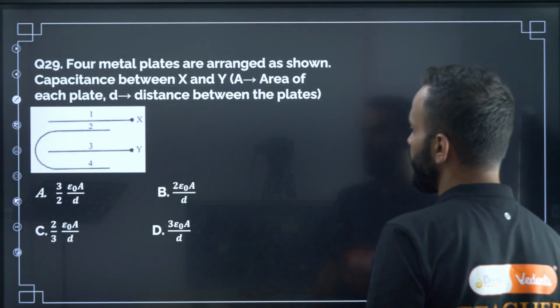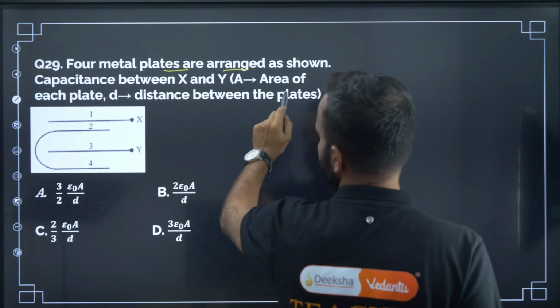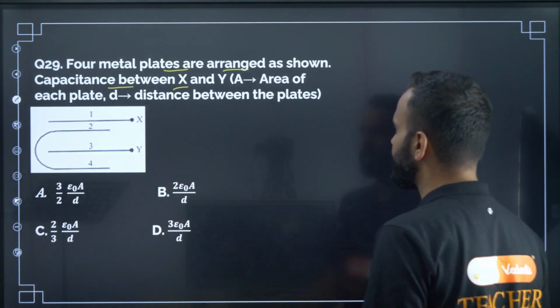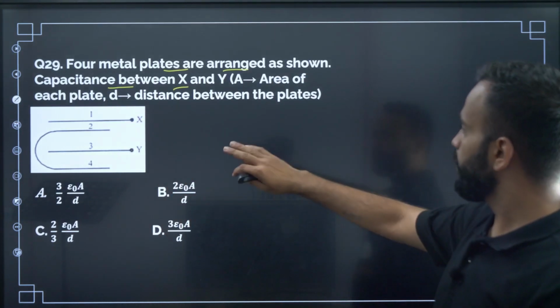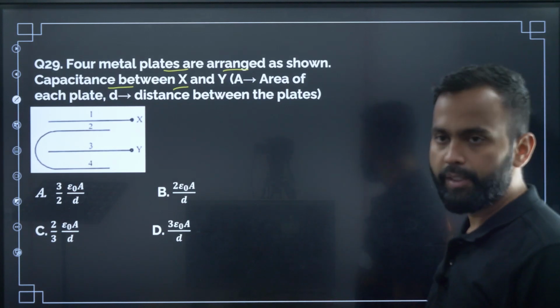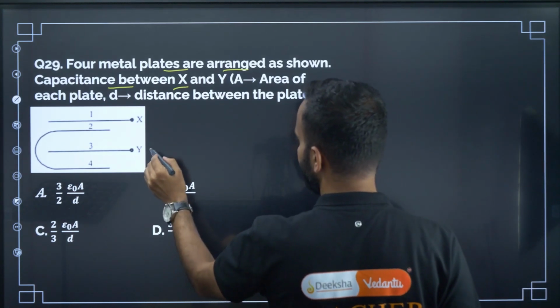Next question, question number 29. 4 metal plates are arranged as shown. Find the capacitance between X and Y. A is the area of each plate, D is the distance between the plates. I will redraw this diagram.